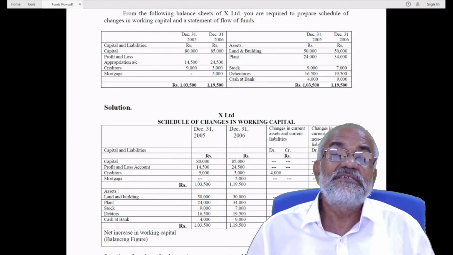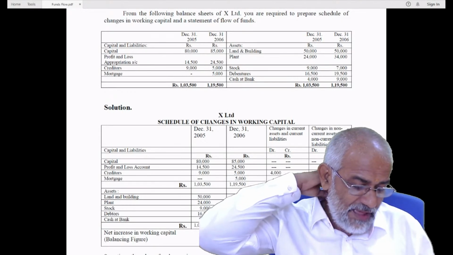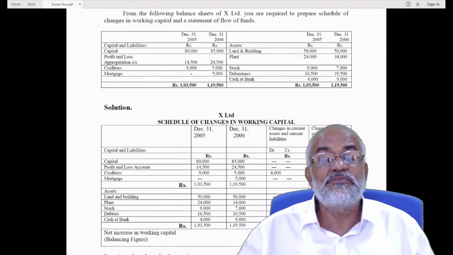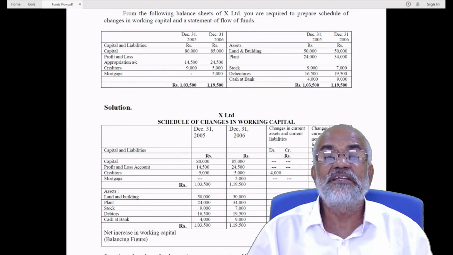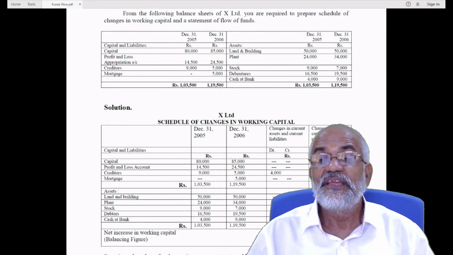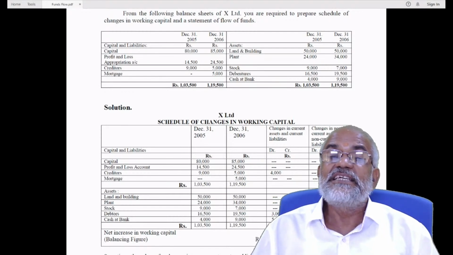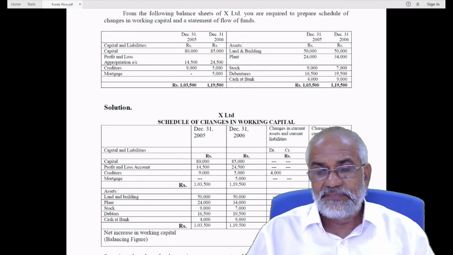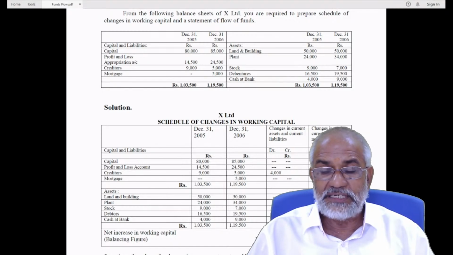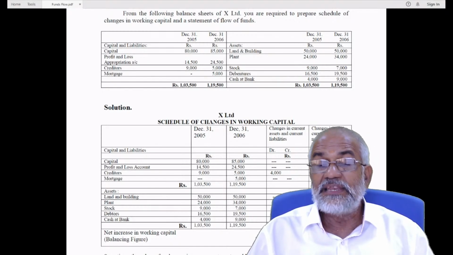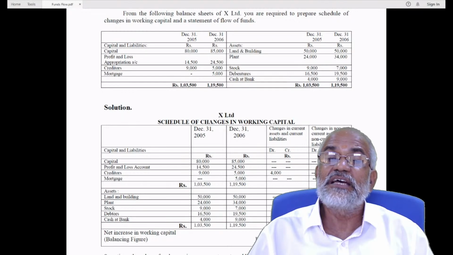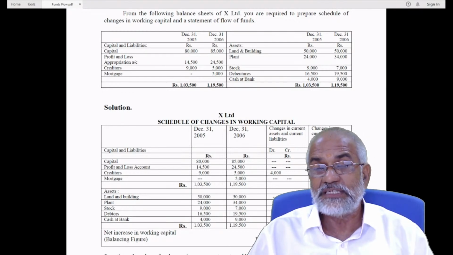Creditors was 9,000 on 31st March 2005, and it was 5,000 as on 31st March 2006. Mortgage or the loan was 0 as on 31st March 2005 and 5,000 as on 31st March 2006. The next column is changes in current items, which consists of two columns, one is the debit column, another is the credit column. Similarly, the last column in the statement of changes in working capital is changes in non-current items, non-current assets and liabilities. It also has two columns, one debit, another credit.